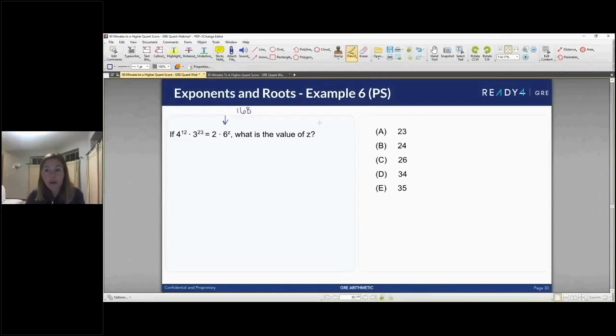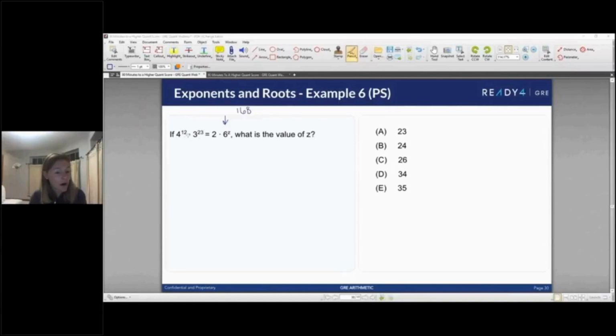We've got 4 to the 12th times 3 to the 23rd is equal to 2 times 6 to the z. Oh, okay. Yeah, got Dennis pleading the fifth. We've got Robbie asking if the test comes with ibuprofen, by the way. No, but going to the test is an awful lot like going and getting a drug test. I'll say that.